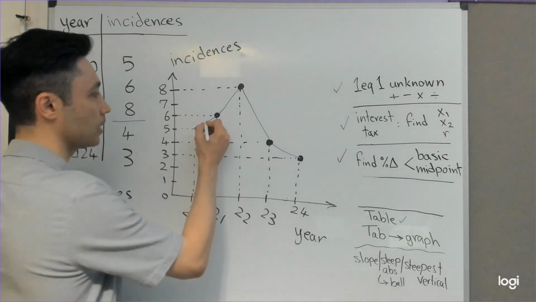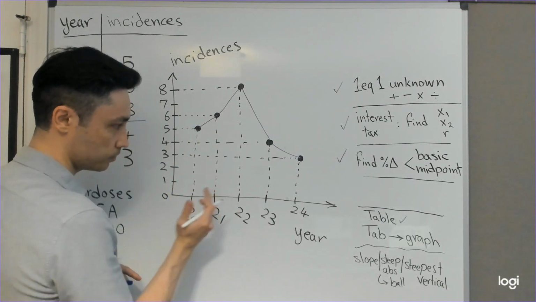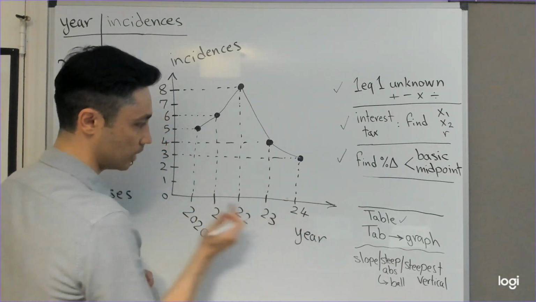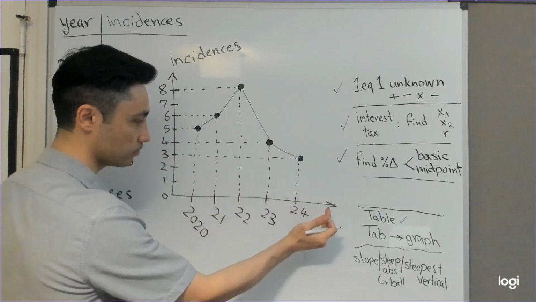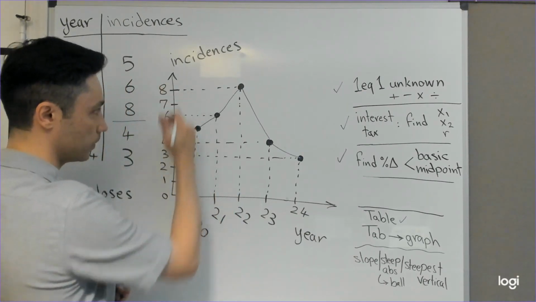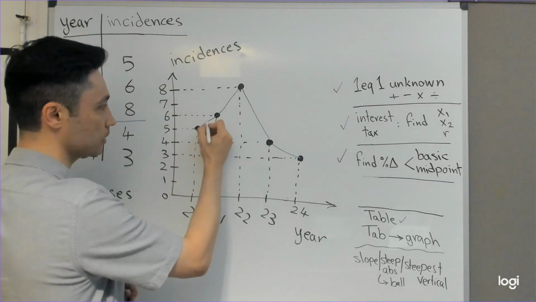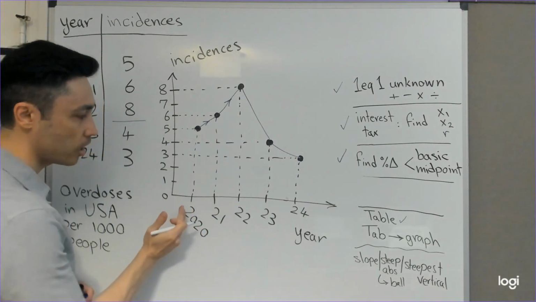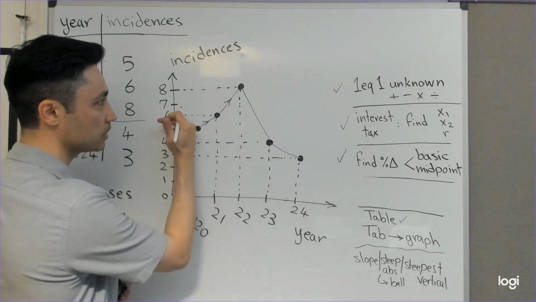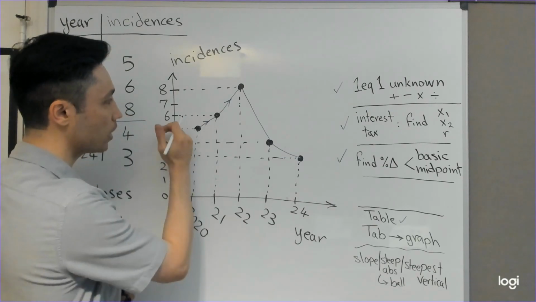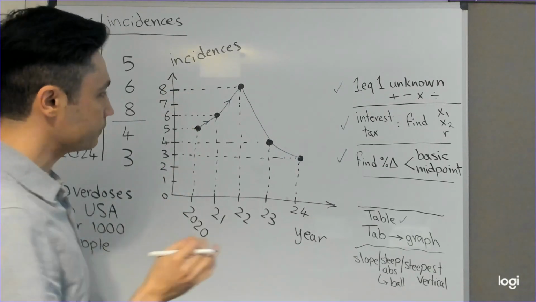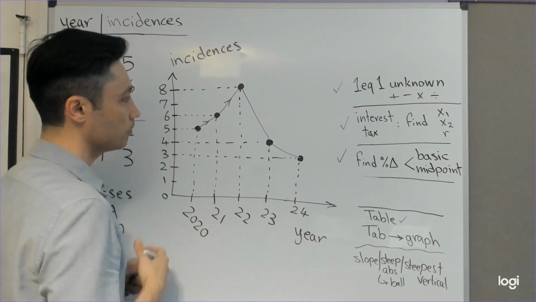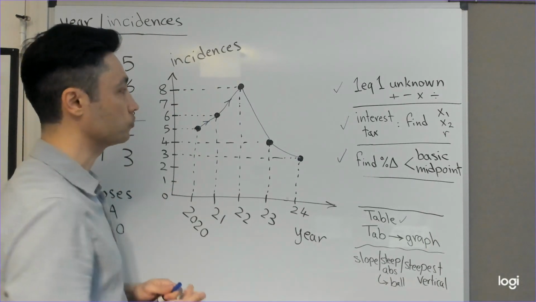The line is, as time goes by, remember, as you go to the right, year is increasing, meaning as you go to the right, time is passing by. And on the vertical axis, of course, you have the incidences. So what this tells us is, as time goes by, the number of incidences is rising from 5 to 6 to 8. The mere fact that the line is sloped upward means the incidences have been rising.